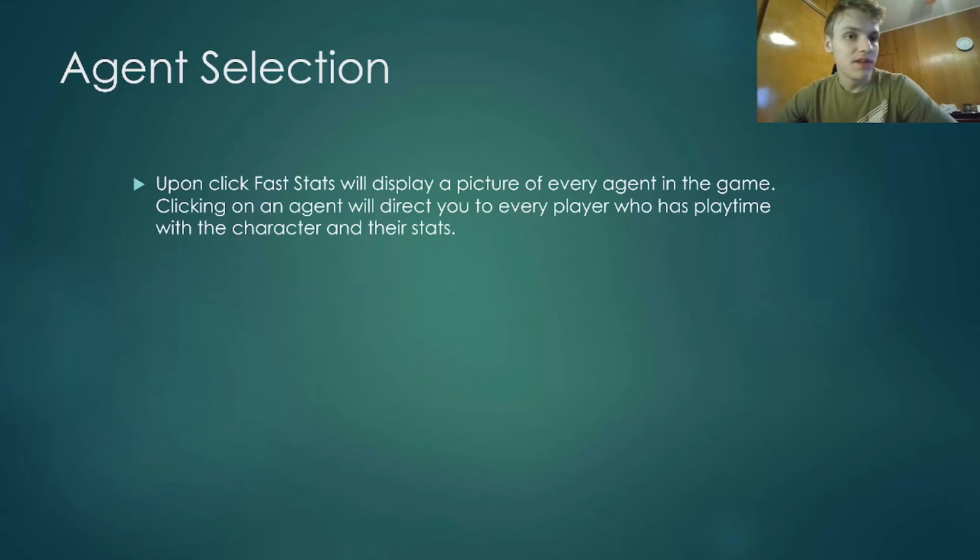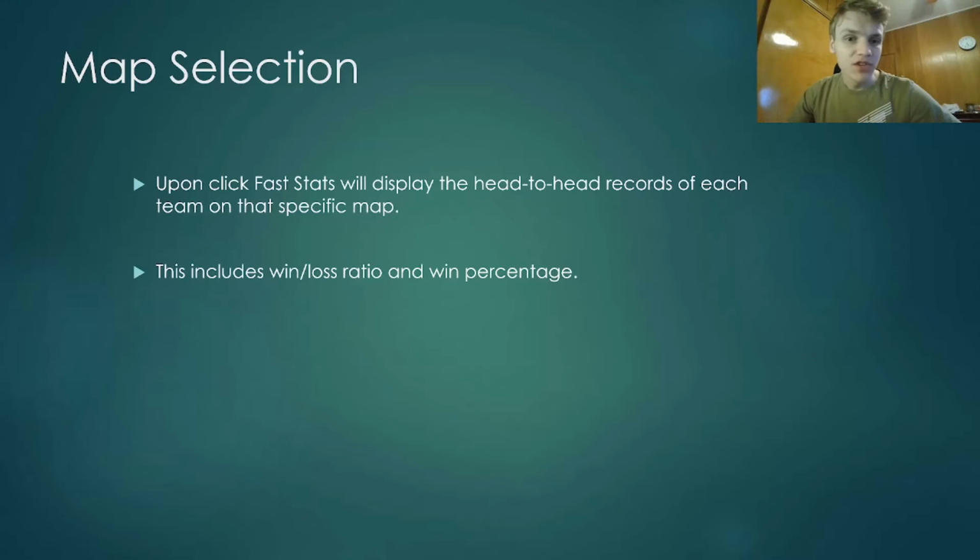Alright, so we're getting into some of the features of Valorant Fast Stats, and the first feature, and I think one of the most important features, is the agent selection. Obviously in Valorant there are many different characters you can play, and they're called agents. One of the most important parts of the game is building a team composition around every single agent and their abilities. So being able to see who plays the agent and how, and what their playtime and stats are, is very important.